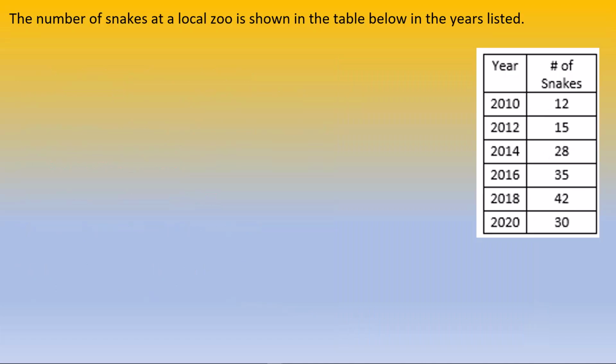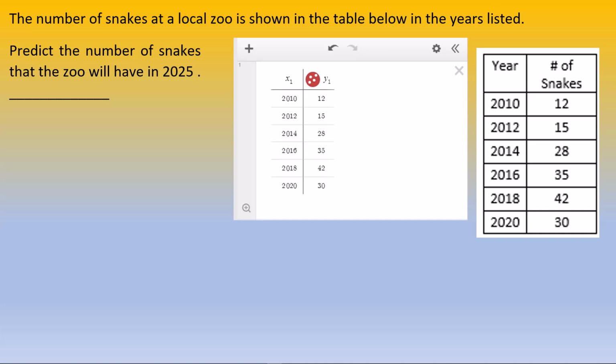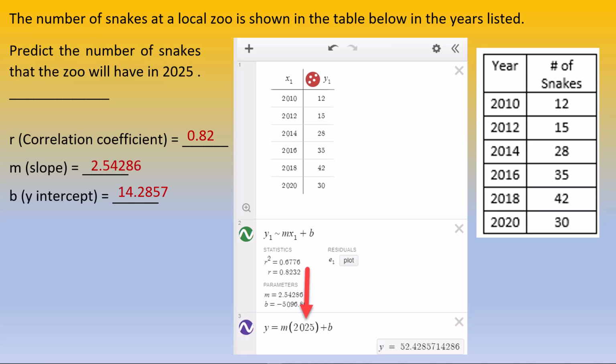Here is another question. The number of snakes at a local zoo is shown in the table below in the years listed. Predict the number of snakes that the zoo will have in 2025. Pause the video, think about it, and come up with a prediction. To find this prediction, use linear regression by entering the table just as it is shown. Use the linear regression formula to find the three key values R, M, and B, and then use 2025 as the value of x in the slope-intercept equation to find the answer, which is rounded to be 52. How close was your prediction?